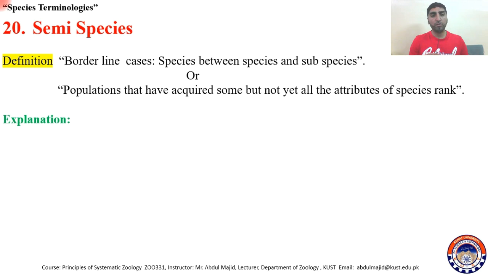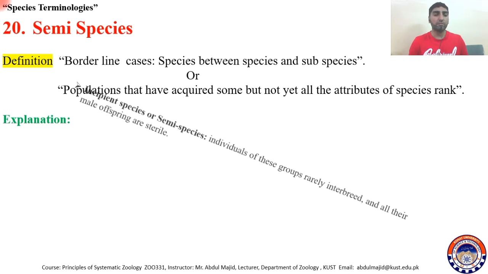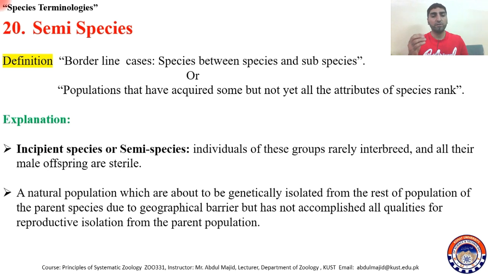In those populations which are isolated, after isolation they have acquired some of the characteristics but not all those characteristics, so that we can call it a new species. Explanation: incipient species or semi-species are related things. For example, individuals of these groups rarely interbreed, but if they interbreed, all their offspring will be sterile. So these are semi-species.